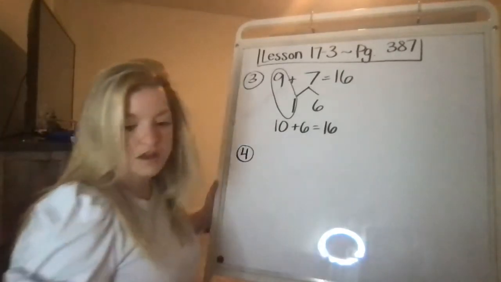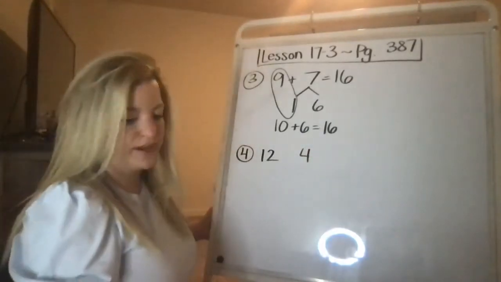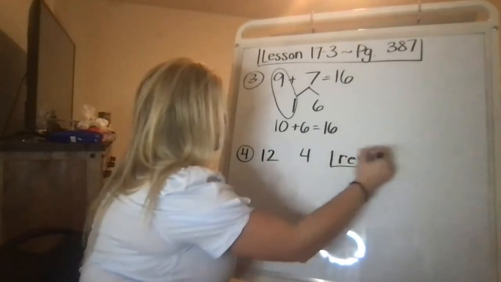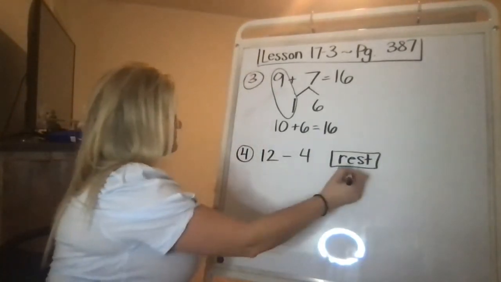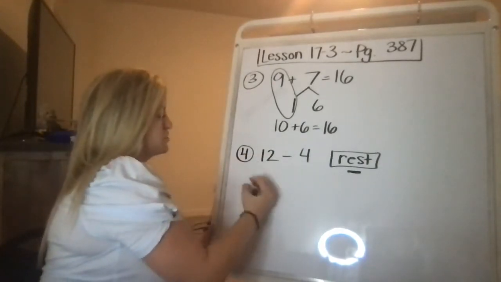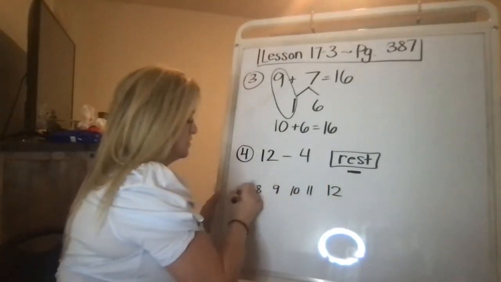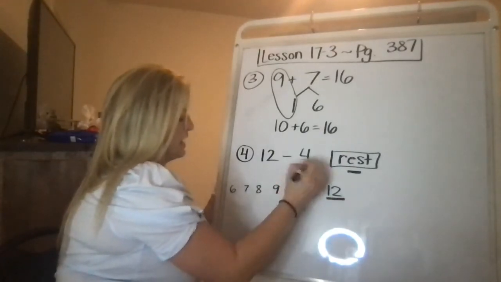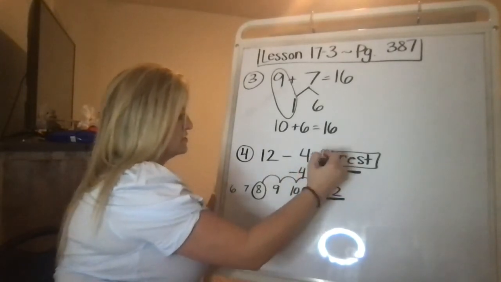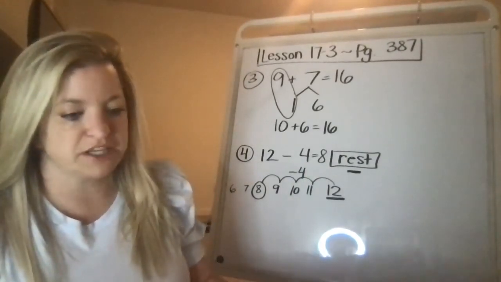All right, number 4 says 12 eggs are in a carton. 4 are brown. The rest are white. How many are white? If we hear the rest, that is a word clue that we're subtracting. Rest is difference, finding what's left. So 12 minus 4. You can draw, I would start out at 12, jump back 4 spaces, 1, 2, 3, 4, circle where you land, and 8 are white. So you have 8 white eggs. 12 minus 4 is 8.